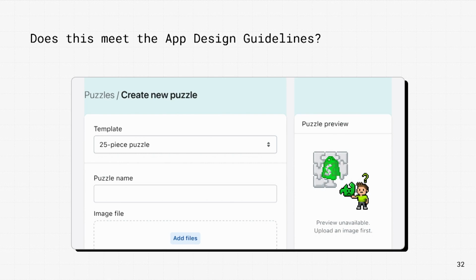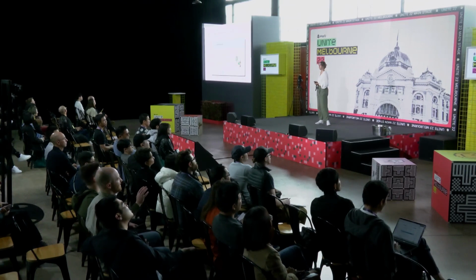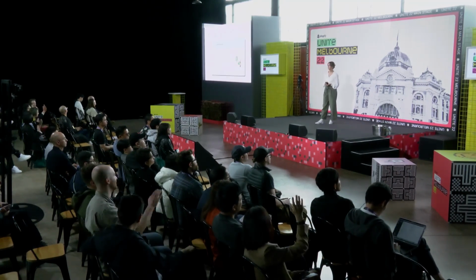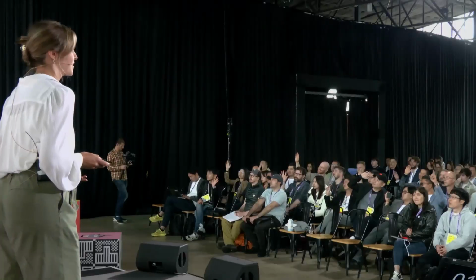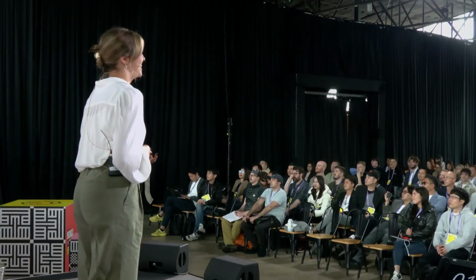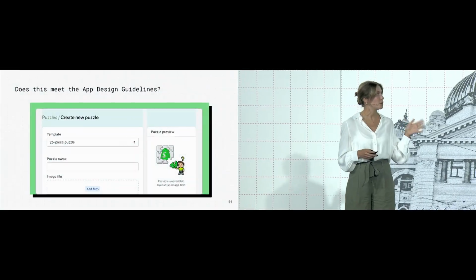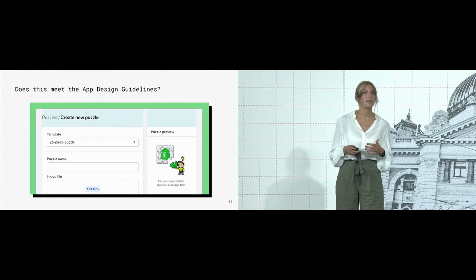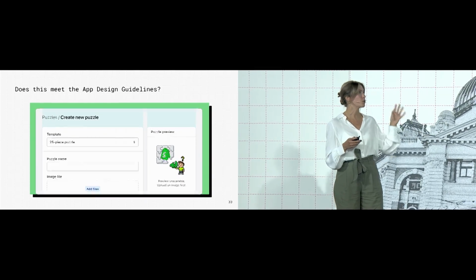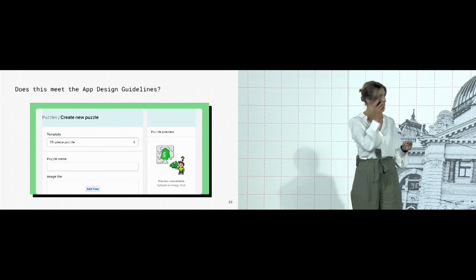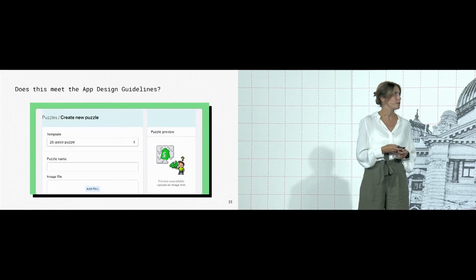Okay, the next one is a tricky one. Who thinks this meets our guidelines? Okay, and who thinks it doesn't? Gotcha. It does meet our guidelines. And that's really because we have a two-column layout, but the workflow and the actions that are in each column really relate to the one next to it.